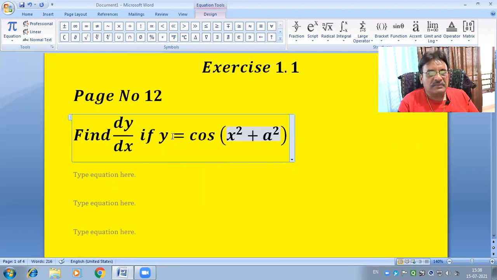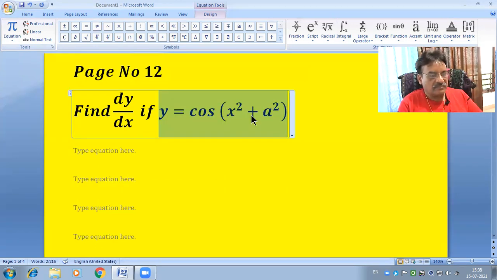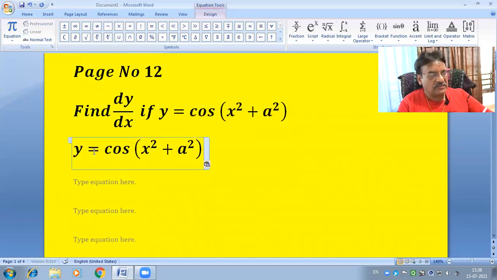Here we differentiate this function, y is equal to cos of (x square plus a square), with respect to x. First we write the given function. The given function is y is equal to cos of (x square plus a square). Differentiate both sides with respect to x.